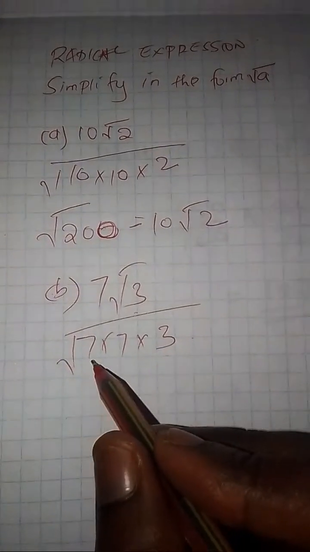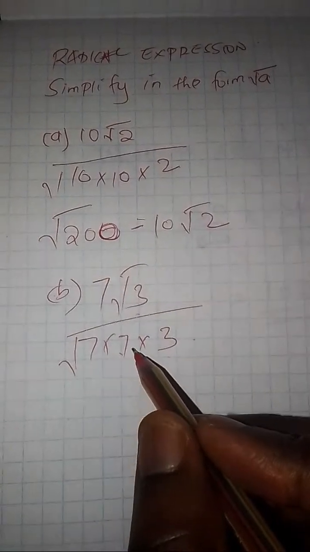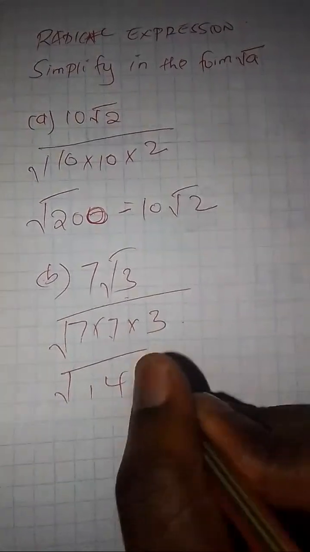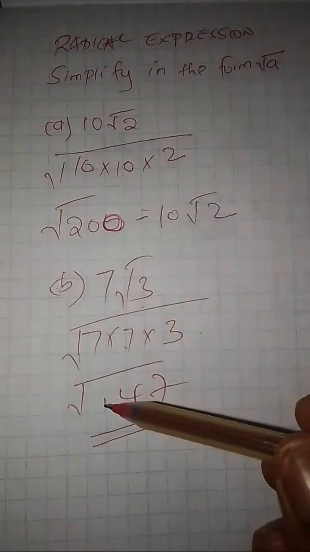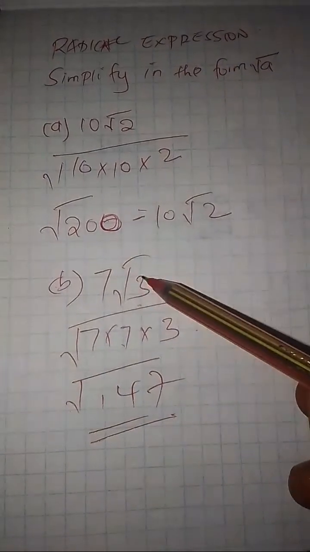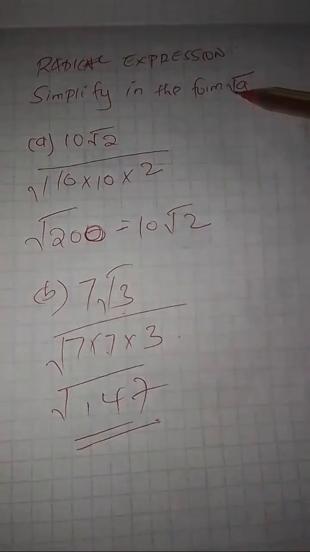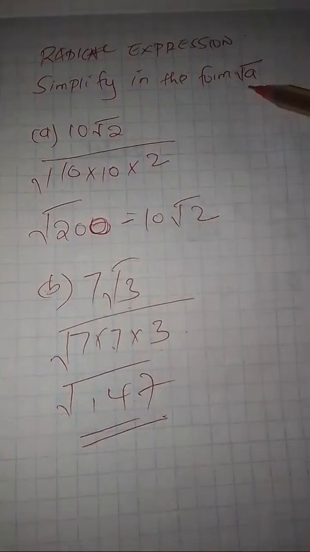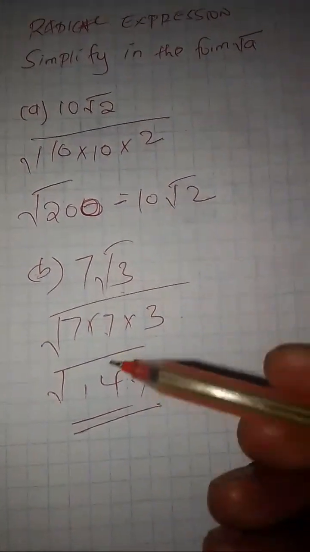So they shall also be in one root. 7 multiplied by 7 is 49. Then 49 multiplied by 3 is root 147. And that now becomes our answer. So we've converted 7 root 3 to become root 147. So it is in this form of root a.